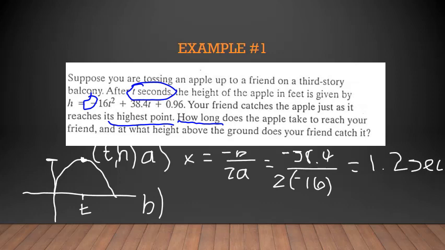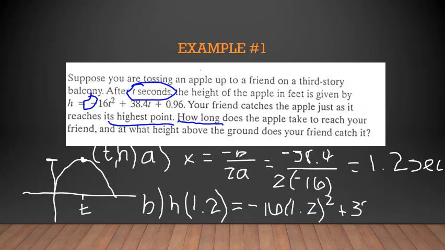And that will be about 1.2 seconds. So the answer to this question, how long does the apple take to reach your friend, would be the x value, which in this case is t, standing for time, 1.2 seconds. Now the second question says, what is that height then? So basically, what is the value of the maximum? All I have to do is take my function in terms of h and plug in 1.2. So that will look like negative 16 times 1.2 squared plus 38.4 times 1.2, and then plus 0.96.